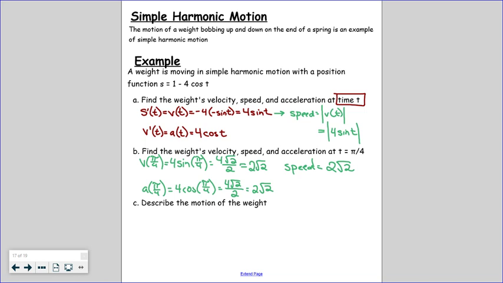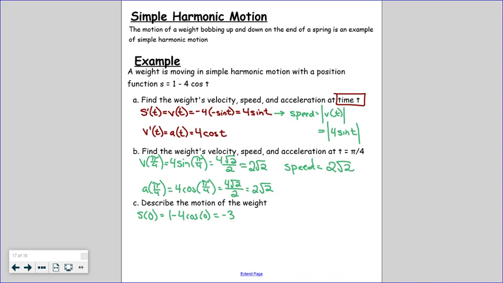So if we look at where it starts, we would look at our position at time equals 0. And our position at time equals 0 is 1 minus 4 cosine of 0. What is the cosine of 0? 1 times 4 is negative 4. 1 minus 4 is negative 3. So at the start, the position of our weight is at negative 3.